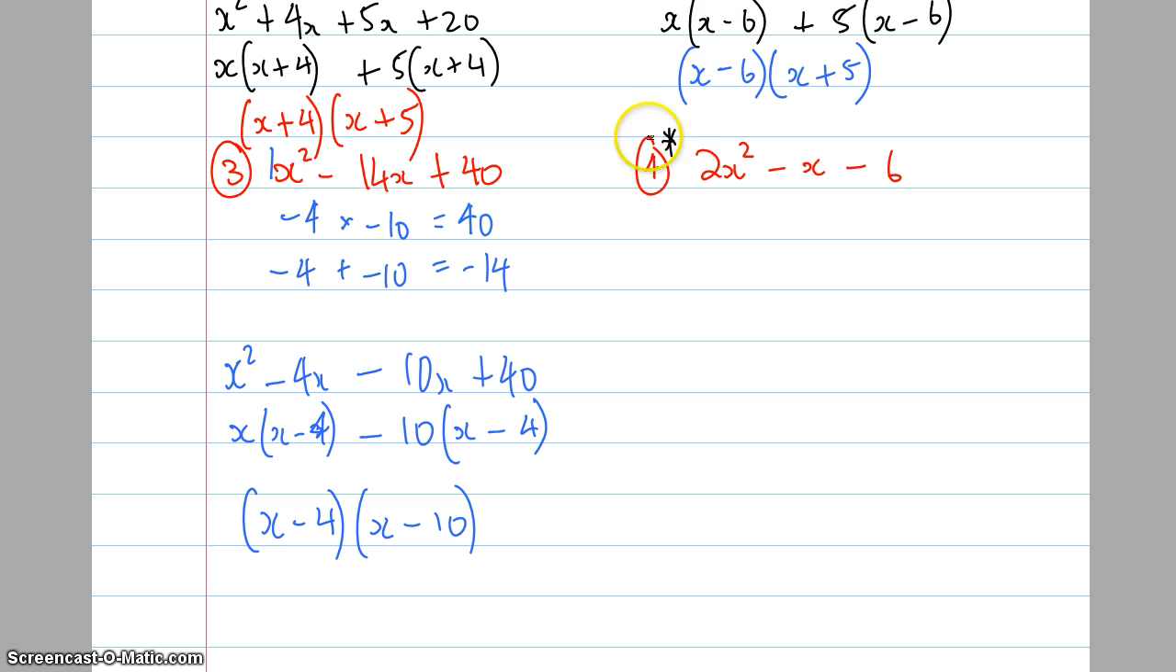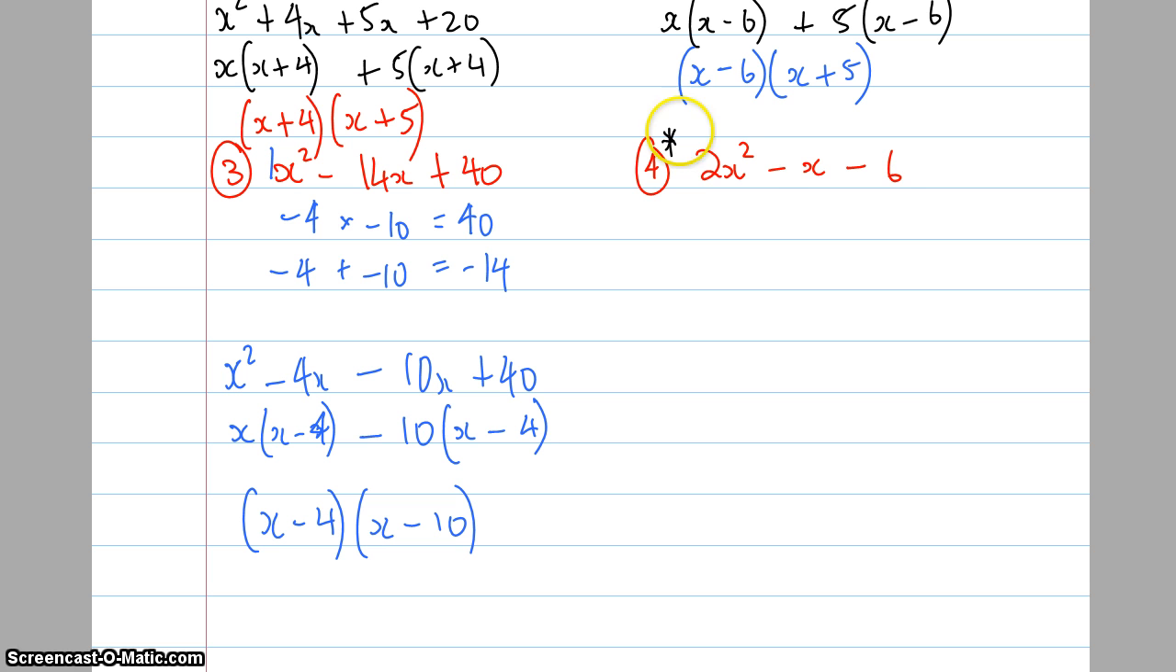The next example, I've got a little asterisk next to it because you won't come across any of these in the first semester. Second semester you will, because if you have a look at this, there's no common factor to be taken out. But you can still do this question using this method. In fact, you can do it using the cross method as well. But when there's a 2 in front of the x squared, I like to use the splitting the middle term method.